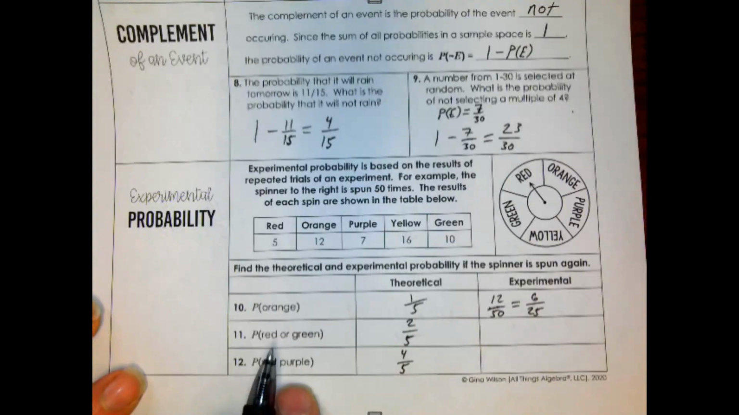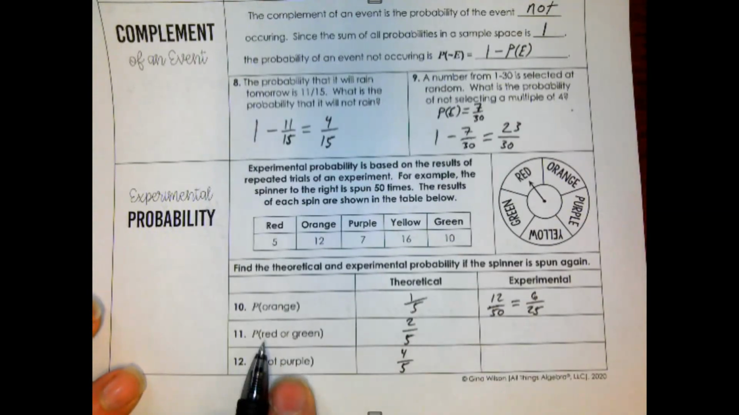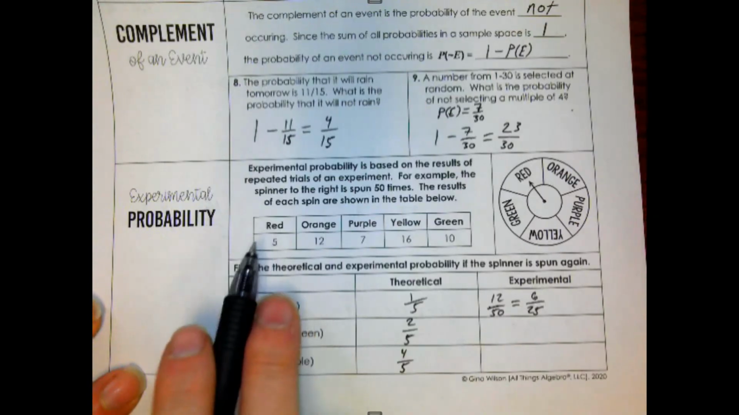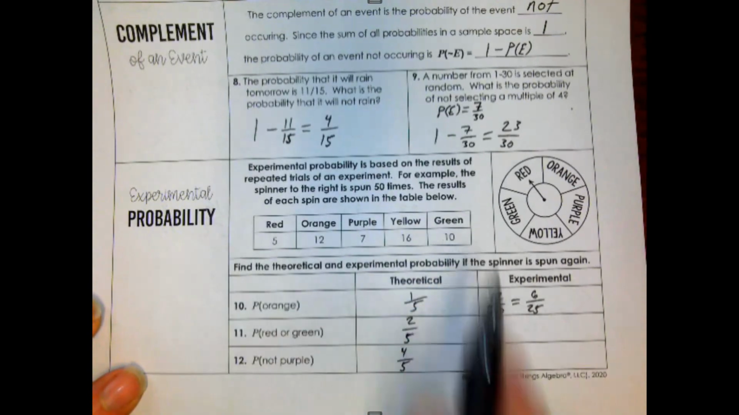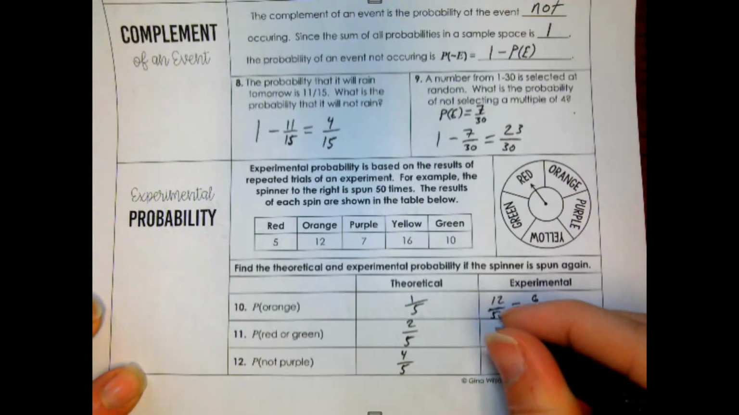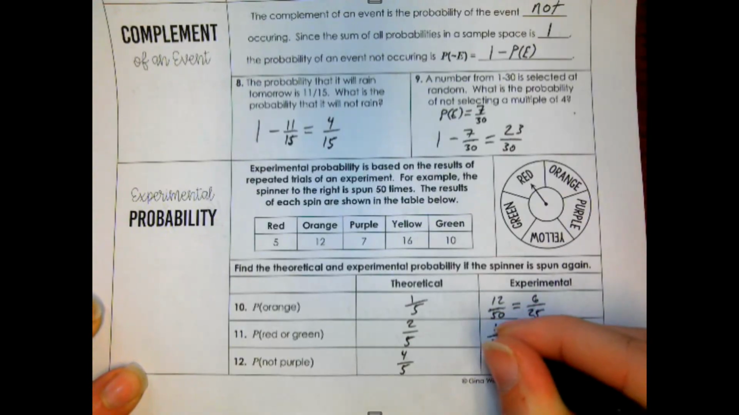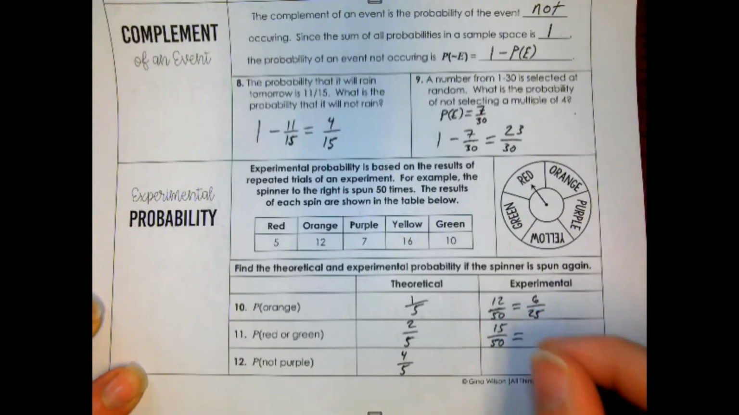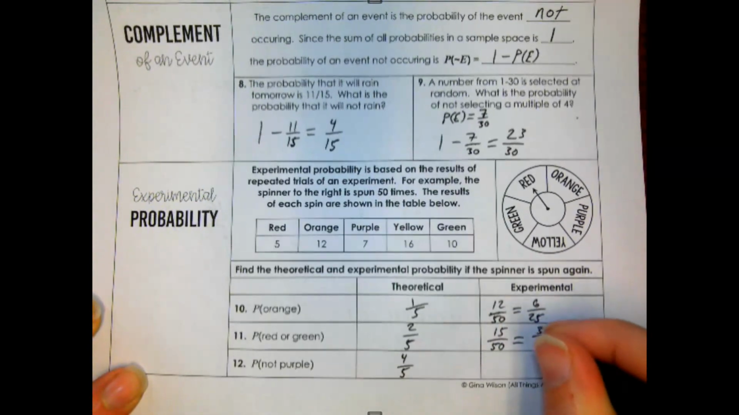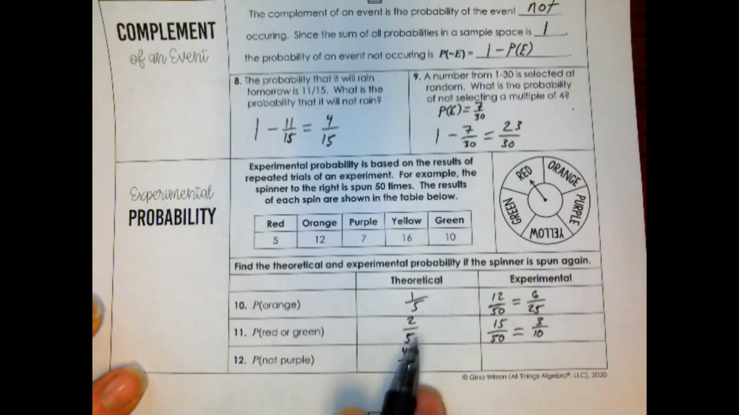What's the probability experimentally of spinning again and getting red or green? Well, we got red 5 times and green 10 times. So there's a 15 out of 50 chance that we would get red or green, which simplifies to a 3 out of 10 chance, which is lower than 2 out of 5.